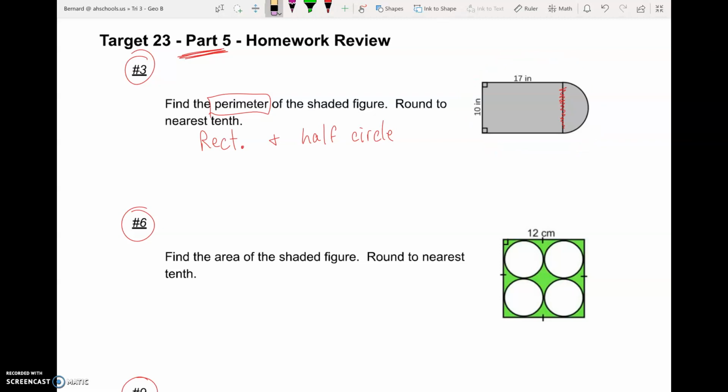And so a couple things. First of all, with the rectangle, right, opposite sides of a rectangle are the same. So if that top is 17, the bottom is 17 as well. And then if the left is 10, then this whole distance here, which is the diameter of my half circle, is going to be 10 as well.